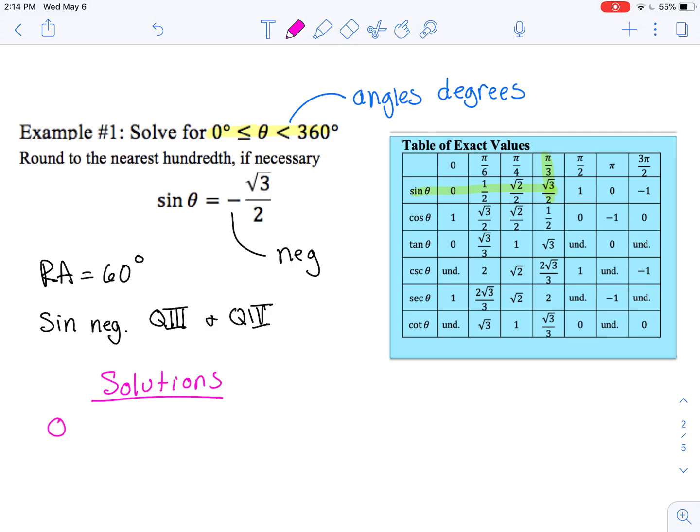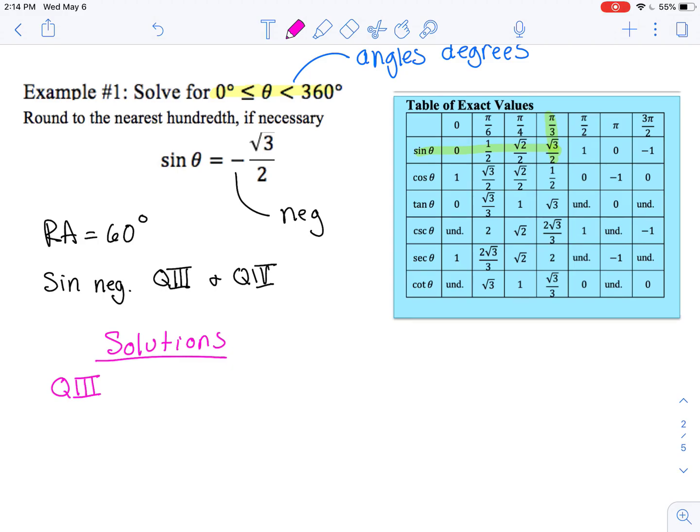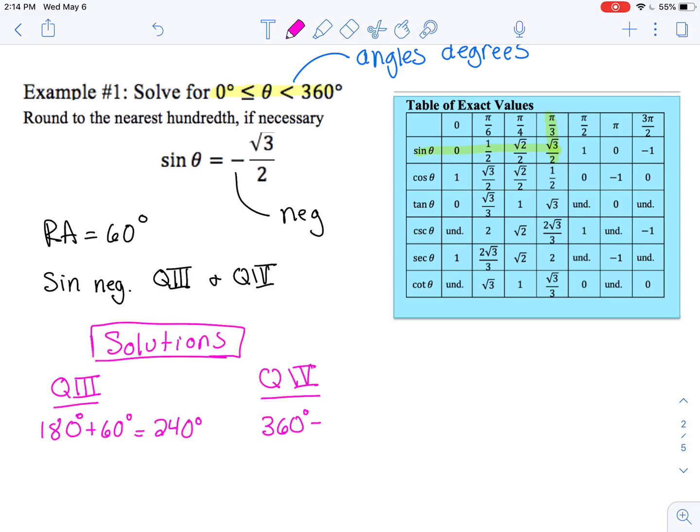I'm going to have a quadrant 3 solution. My quadrant 3 solution is going to be 180 plus the reference angle, so it's going to be 240 degrees. And my quadrant 4 solution is going to be 360 degrees minus my reference angle, which was 60 degrees. So my solution will be 300 degrees.